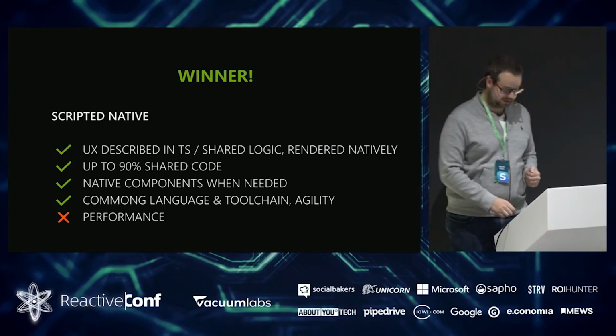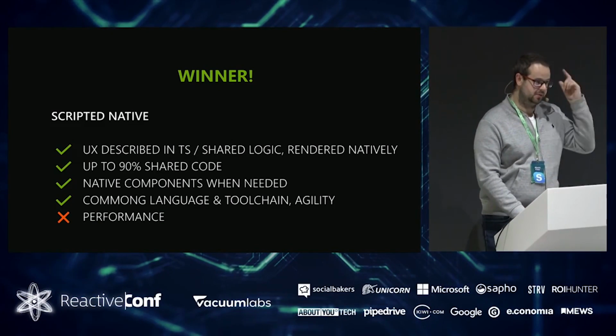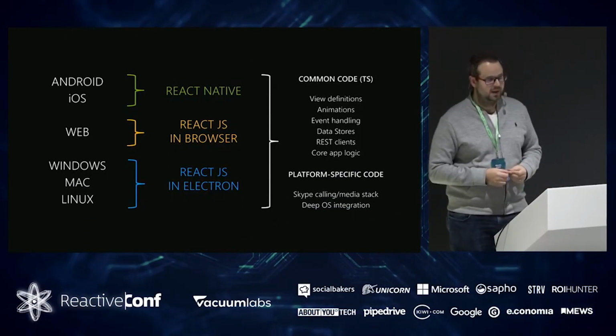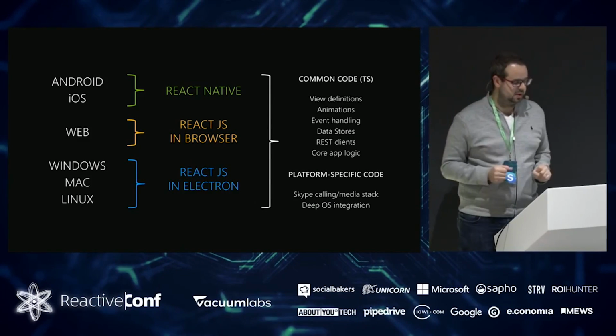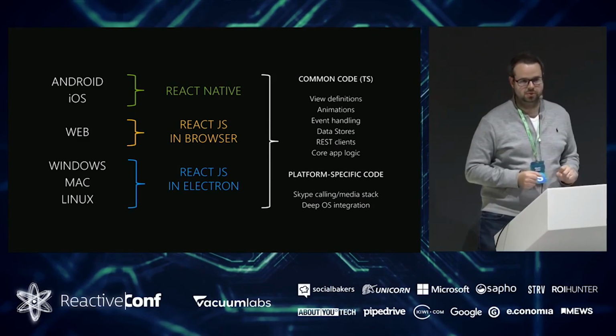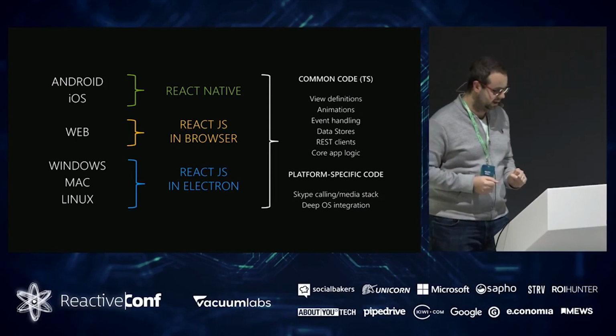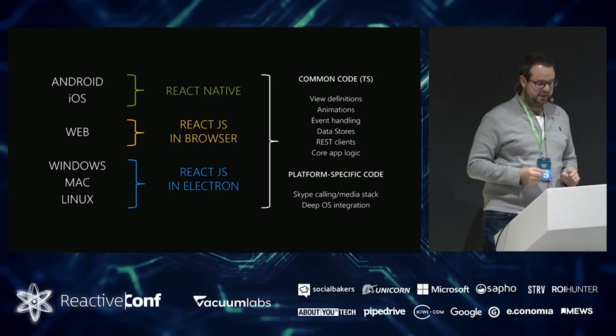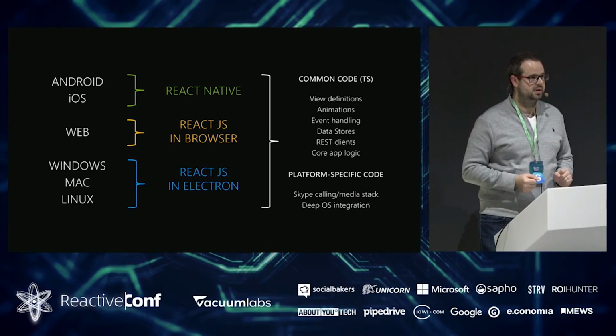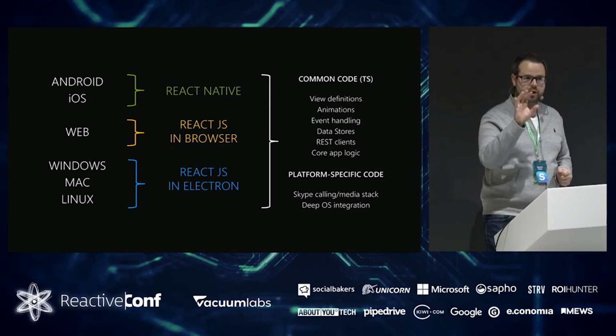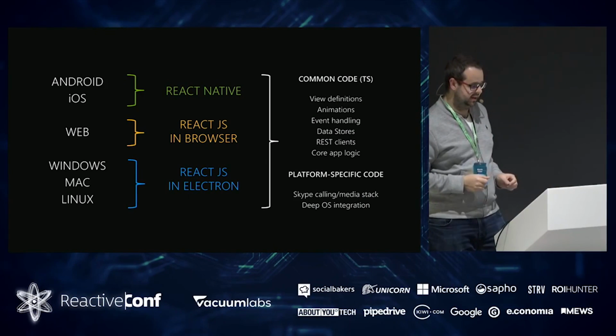Anyway, we chose this solution because it gave us the most green tick marks there. And this is kind of on a high level how our setup looked like. And it actually looks like this still, with some minor tweaks. React Native on Android and iOS. We actually use pure React Native. We have just one RN view, and everything runs in that.